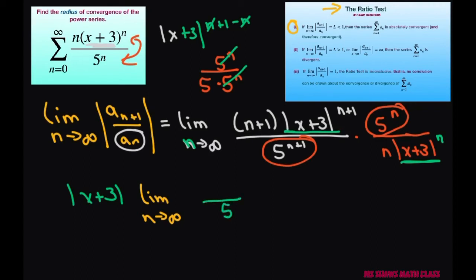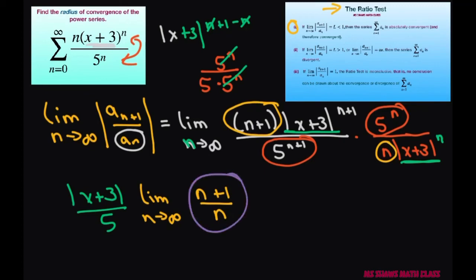And let's see what we have for the numerator. I can pull this 5 out here. It's constant, so let's pull the 5 out. Now let's just look at the n's. The n's is what we're going to take the limit on. So this is going to be n plus 1 divided by n. As you take the limit of this, it just equals 1. So basically what we have is the absolute value of x plus 3 divided by 5.